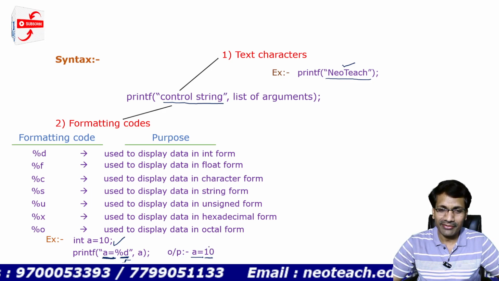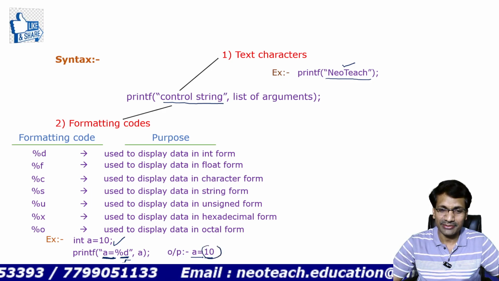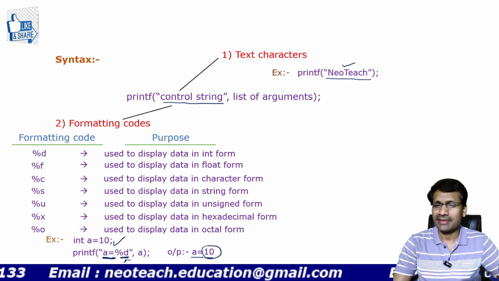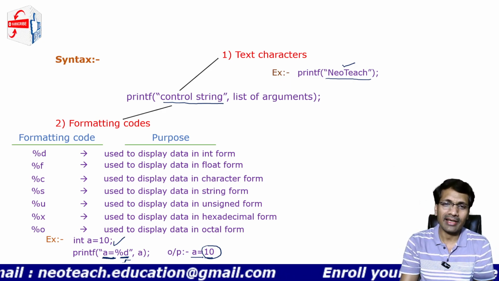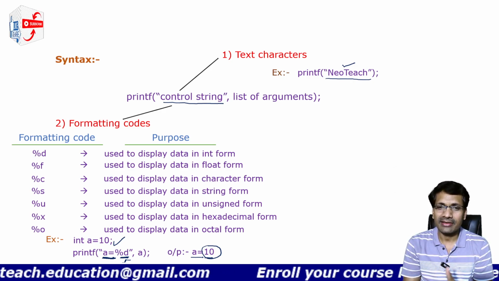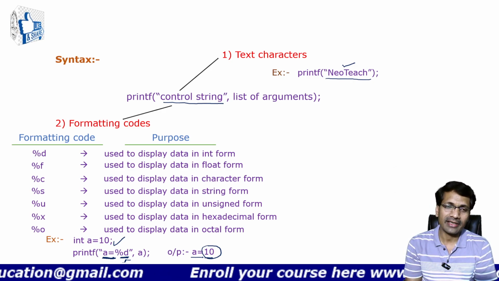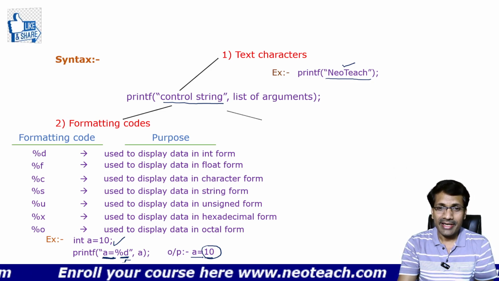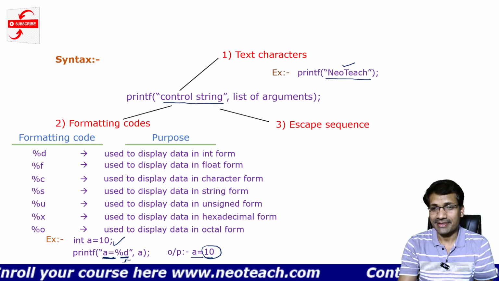So %d formats this decimal value. For that purpose we are using formatting codes. This is one example I gave in the lab. Day to day we will use all these formatting codes in programs. And the third one is called escape sequences.